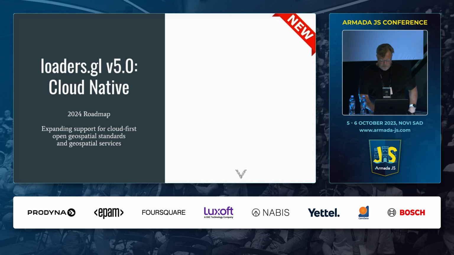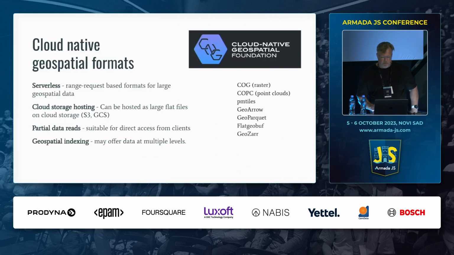Loaders.gl v5 then, what's going to happen there? Well, there is a big movement in the geospatial data industry right now that's very exciting, and it's this family or group of data formats that are called cloud native. And cloud native really means that they can be used in a serverless way. So, for instance, if you look at PMTiles, instead of creating a huge hierarchy of tiles that need to be served, it puts all the tiles in one big archive, and it puts metadata in the beginning, and you read the metadata. Once you've done that, you read it with a range request.